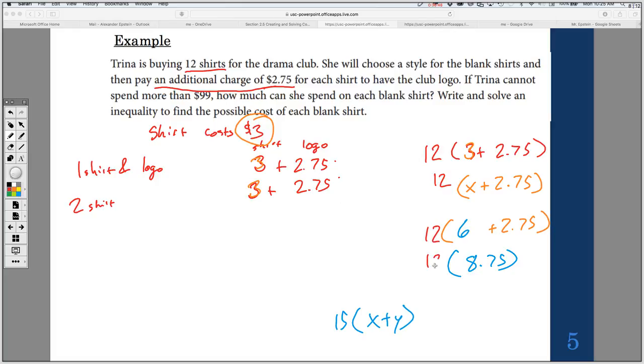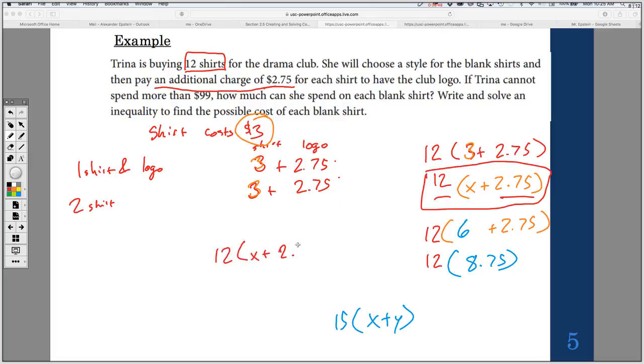Okay, so we know that it's going to be 275 for sure. We know that it's going to be 12 shirts, so we're going to use this one here. So I'm going to write that over here, 12 times x plus 275. Now, what is the max amount that I can pay? 99. So I'm going to put that on the other side.